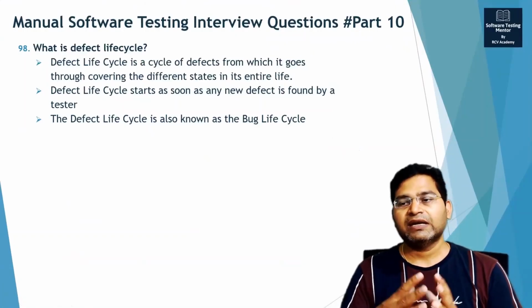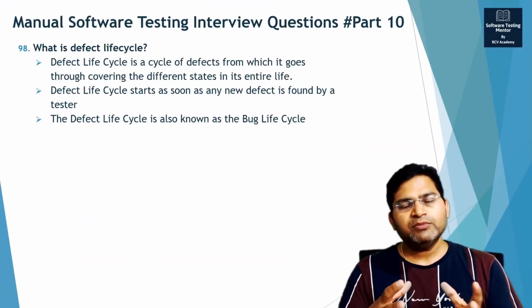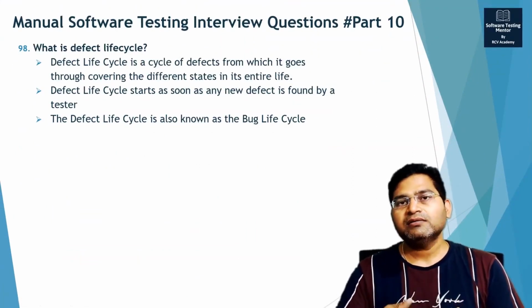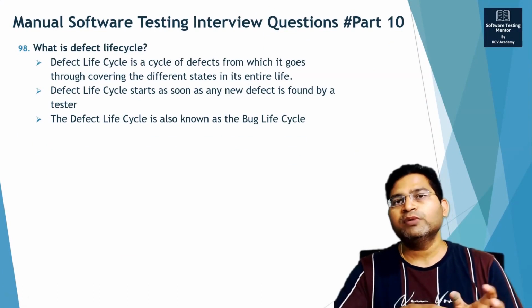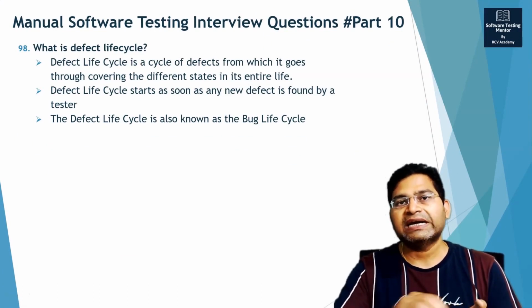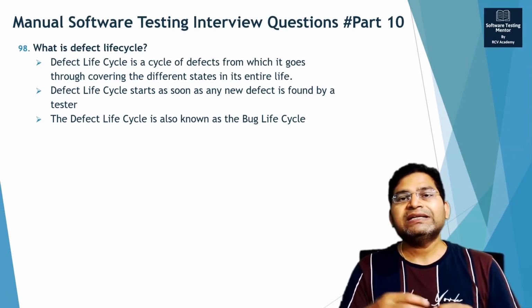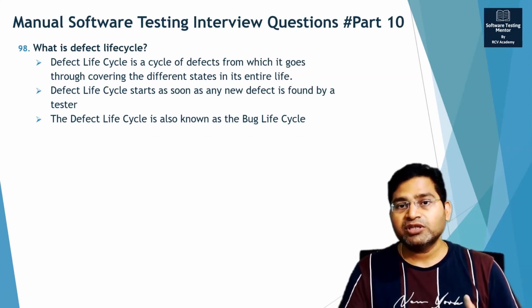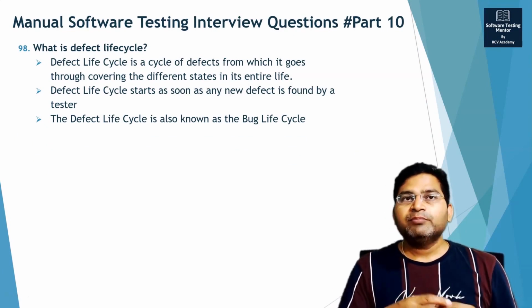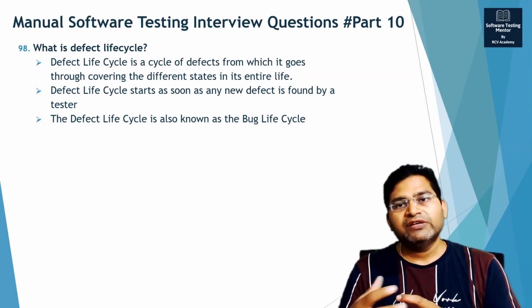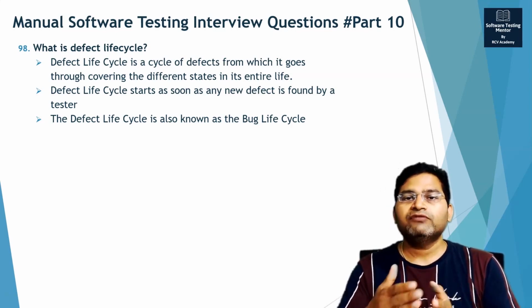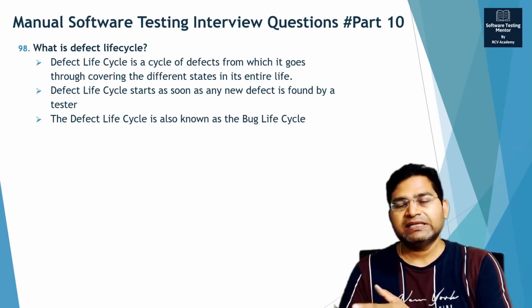What is defect life cycle? Whenever there is a defect, there will be a process to follow, to make sure that it follows the right steps and phases so that it is addressed properly in the project. Defect life cycle is nothing but a cycle of process that a defect goes through, covering the different states in its entire life.